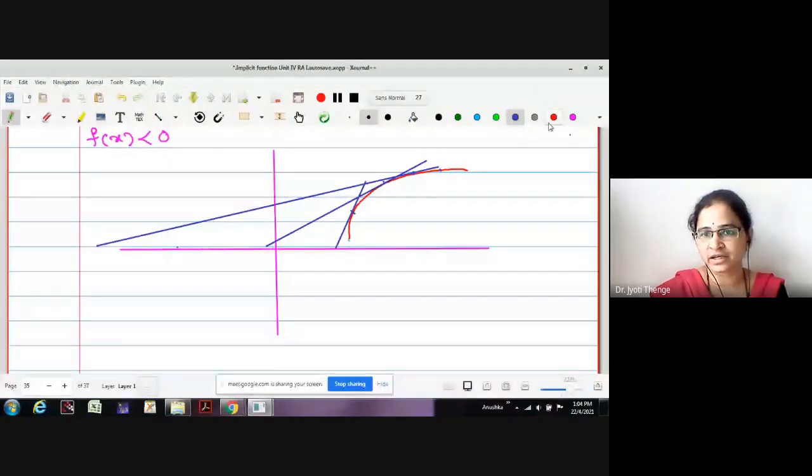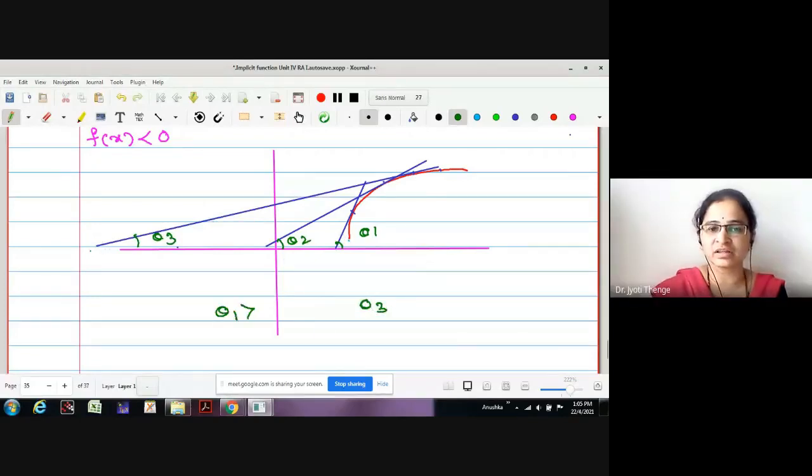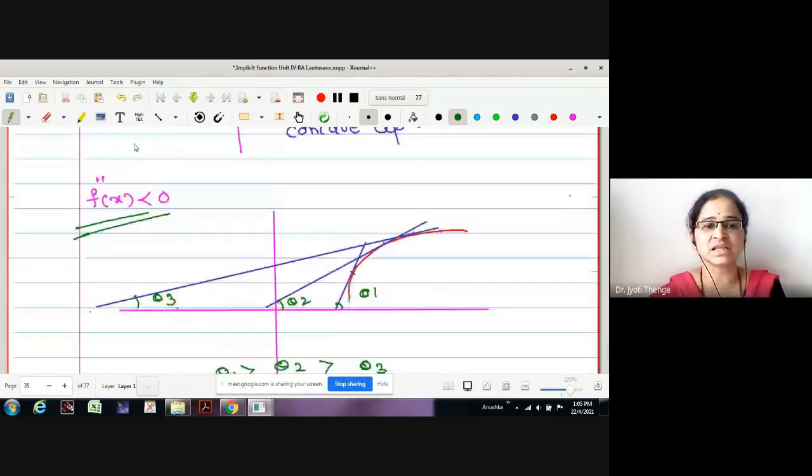Now check the inclinations. Here it is theta 1, first point, then theta 2, then theta 3. Whether the slope of inclinations are increasing or decreasing? Decreasing. Theta 1 greater than theta 2 greater than theta 3. Therefore, what about their slopes? Slopes are also decreasing. Why is this so? We have taken f double dash x is less than 0. That is, the slope of tangents is decreasing.